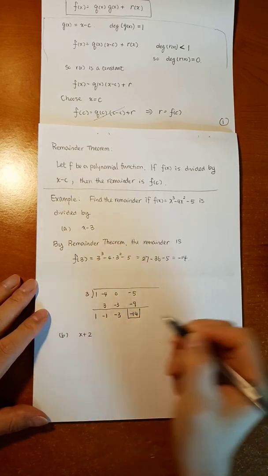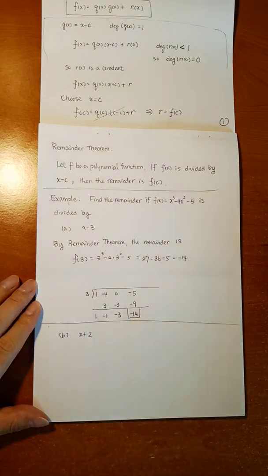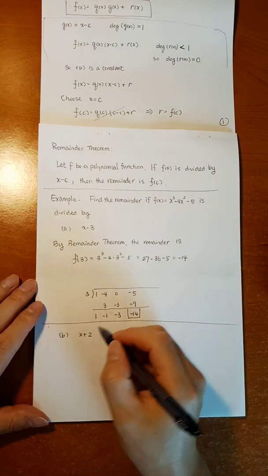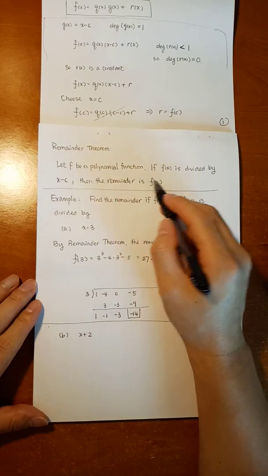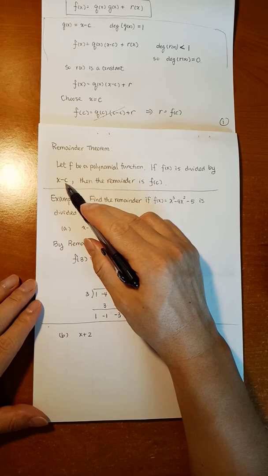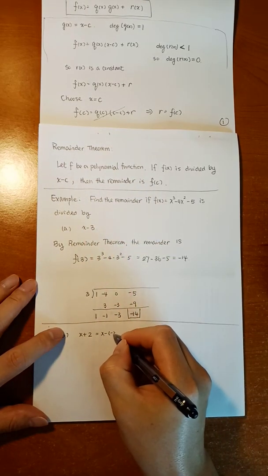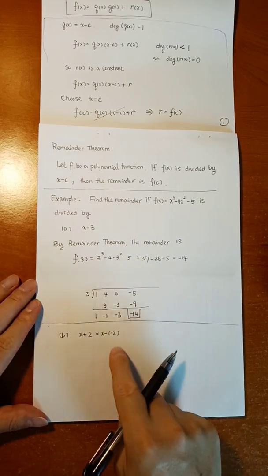Second, the polynomial remainder theorem requires f(x) divided by x minus c. So here you have x plus 2. You write it like x minus negative 2. So c is negative 2.